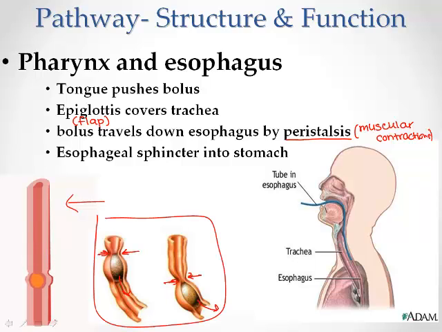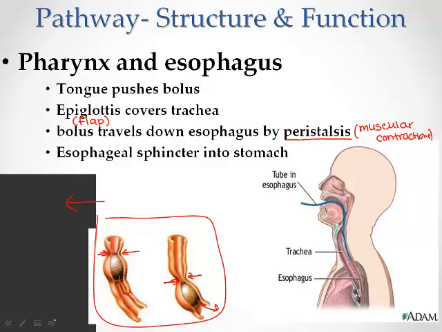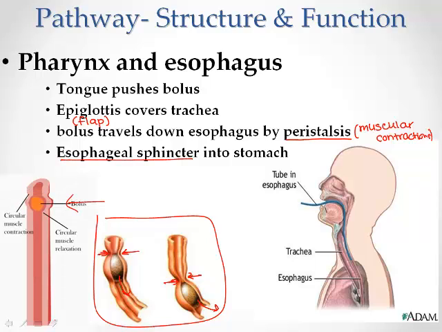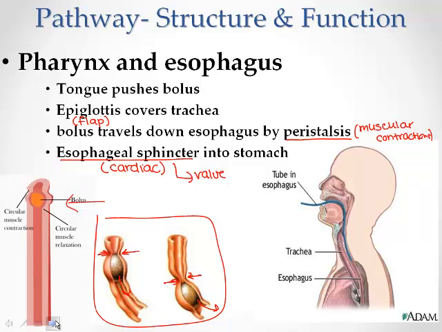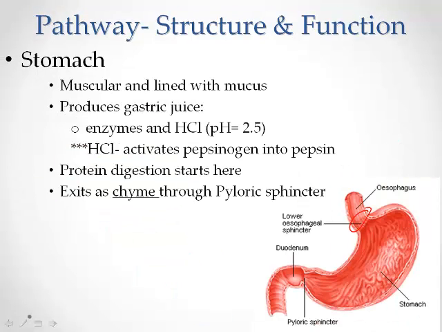This keeps occurring until it reaches your esophageal sphincter, or you may see it as your cardiac sphincter. Now this sphincter is like a valve, and it is going to open to let the food into your stomach. And the stomach is on the next slide. So we said here is our esophageal sphincter. It's going to open so that our bolus can move into our stomach.